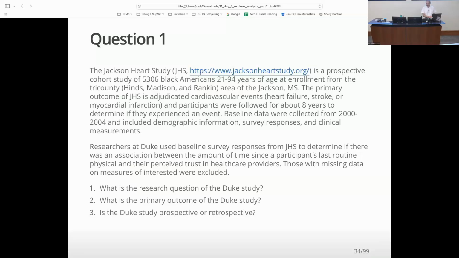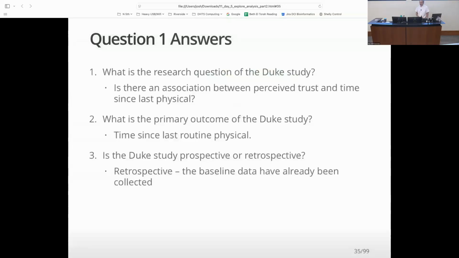Yeah, exactly. So the research question that I have is: is there an association between perceived trust and time since last physical? The primary outcome is time since last routine physical, and then yes, it's retrospective. Questions or thoughts about that?